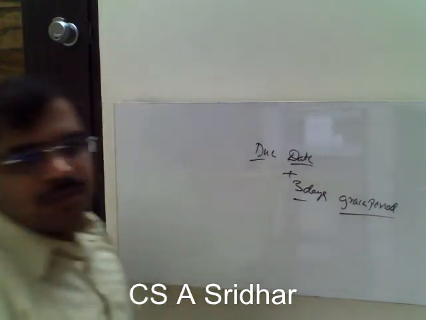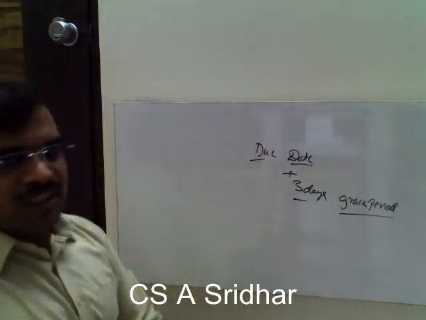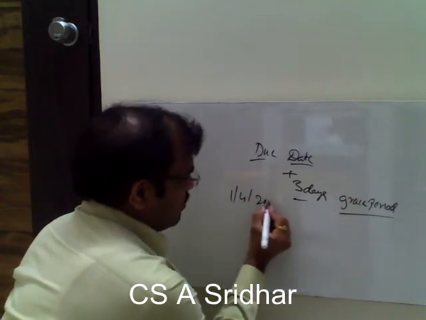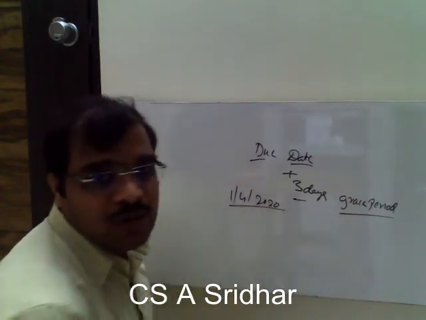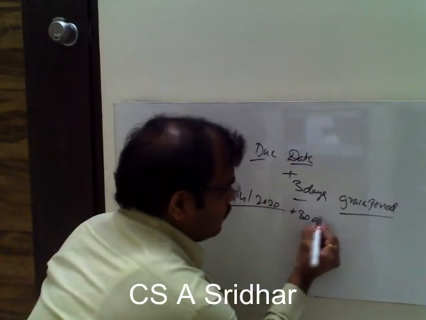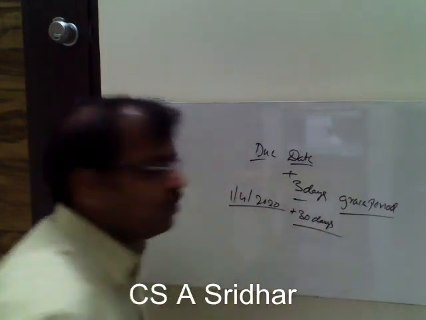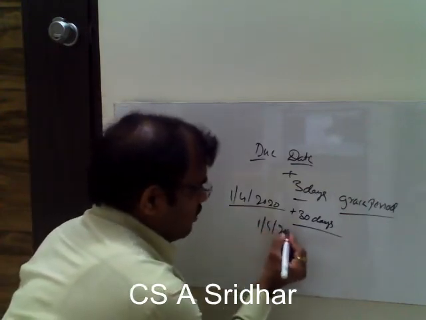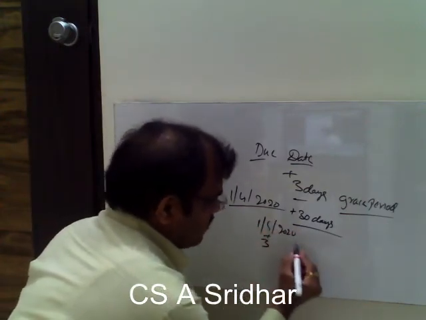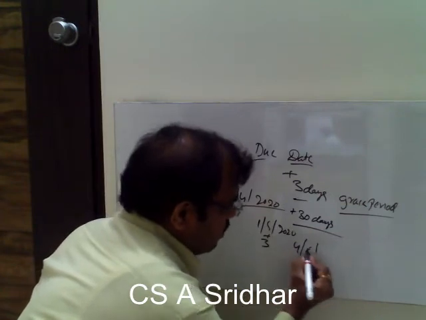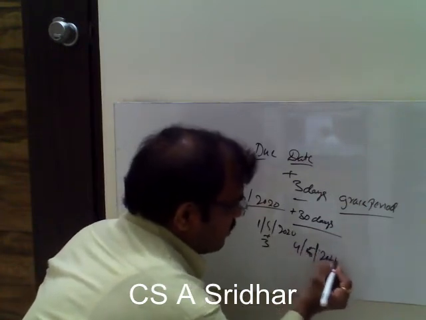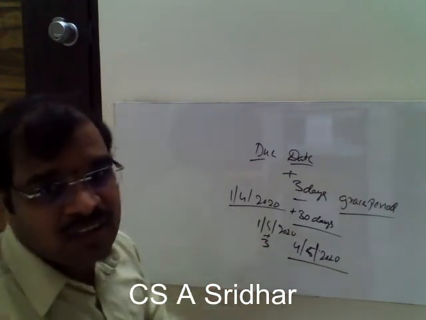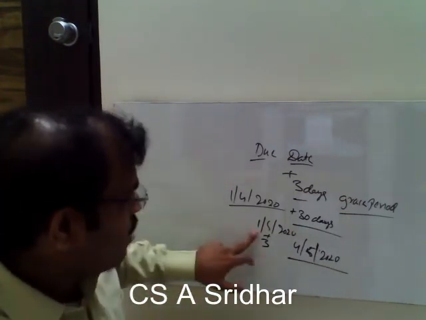I'll give you one example. Suppose I am drawing an instrument on 1/4/2020 that is payable after 30 days. Then the due date will be, actually 30 days means 1/5/2020, plus 3 days. The due date will be 4/5/2020. That means if the instrument is payable after 30 days, you have to add 30 days plus 3 days.